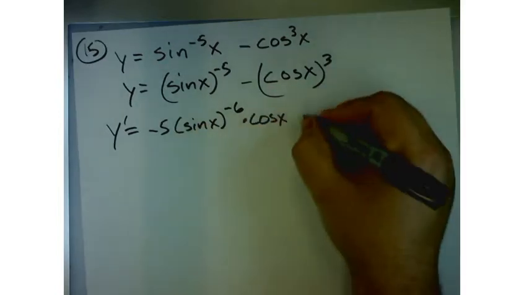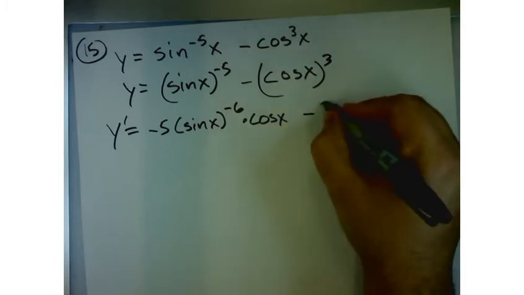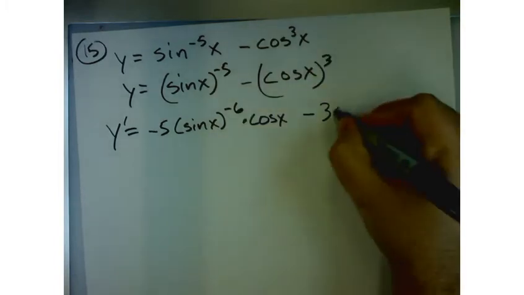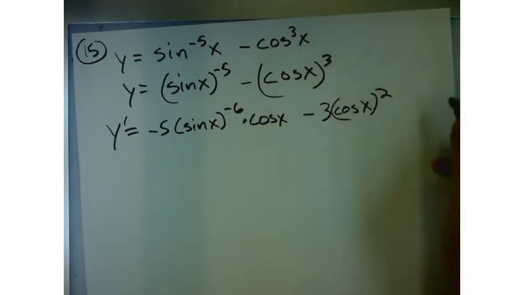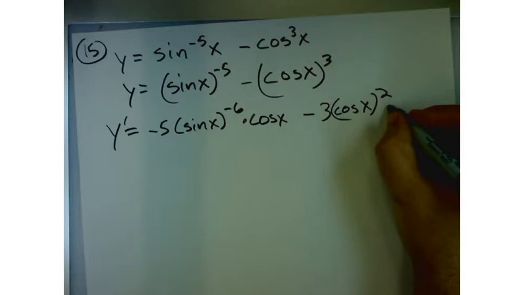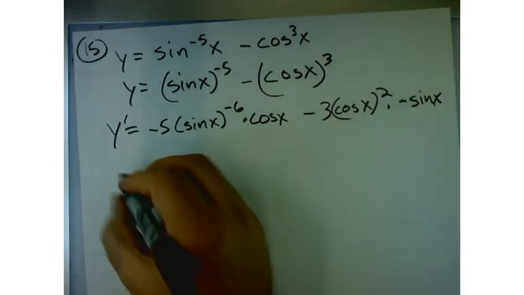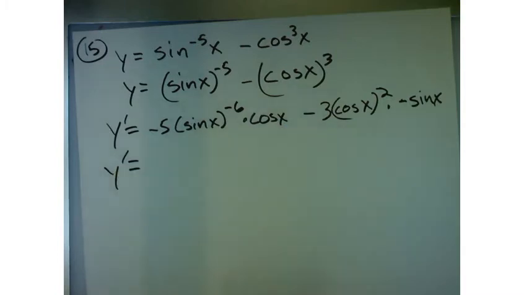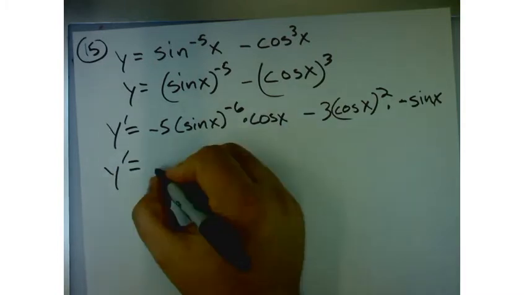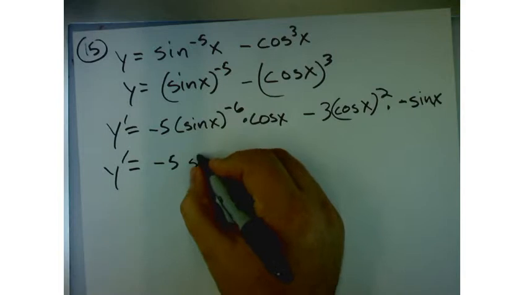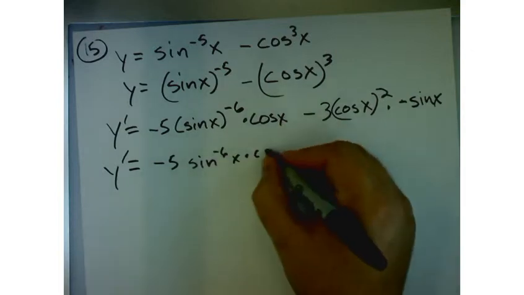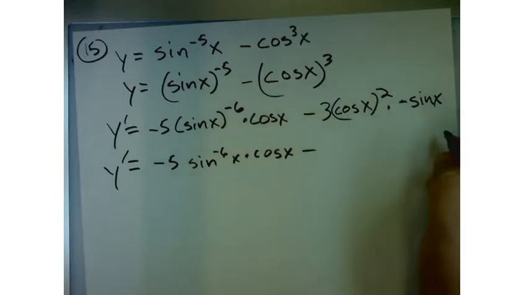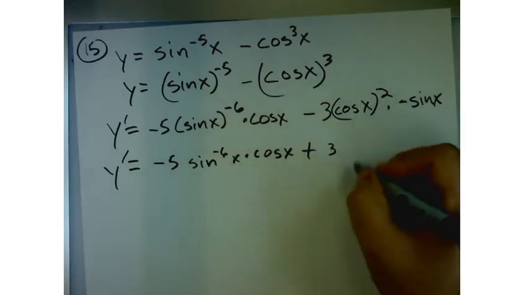And then we do the same thing over here. We're going to say negative 3, because the 3 gets tossed to the front. Cosine of x, that's the stuff on the inside, to 2. Then we have to tack on the derivative of cosine, which is negative sine. So to clean that up a little bit, we get negative 5 sine of x to the negative 6 times cosine of x. And then this one becomes a positive 3.